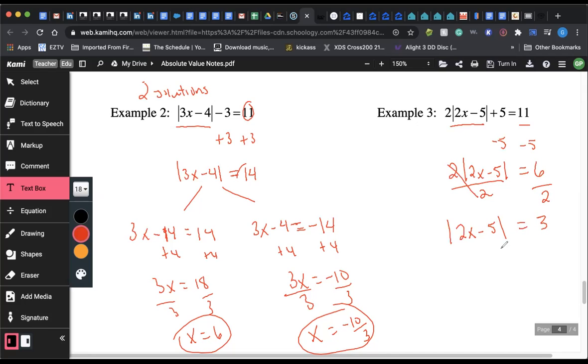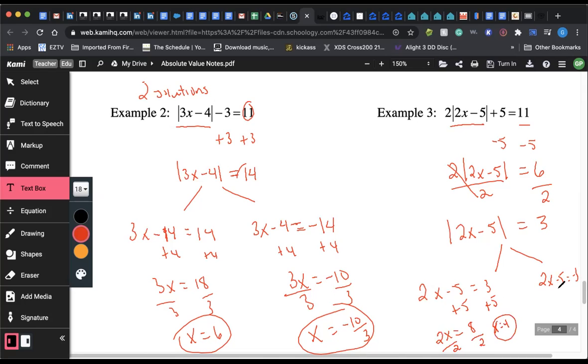And again, I'm going to split that into 2. 2x minus 5 is equal to 3, and 2x minus 5 is equal to negative 3. I'm going to solve both of those. So I add 5 to both, and I get 2x is equal to 8. I divide both sides by 2. X is equal to 4.